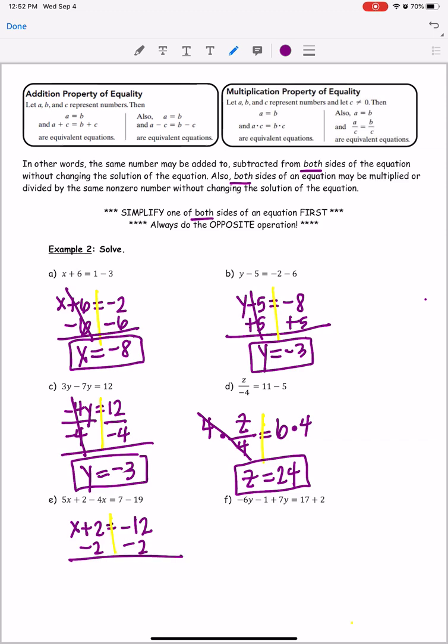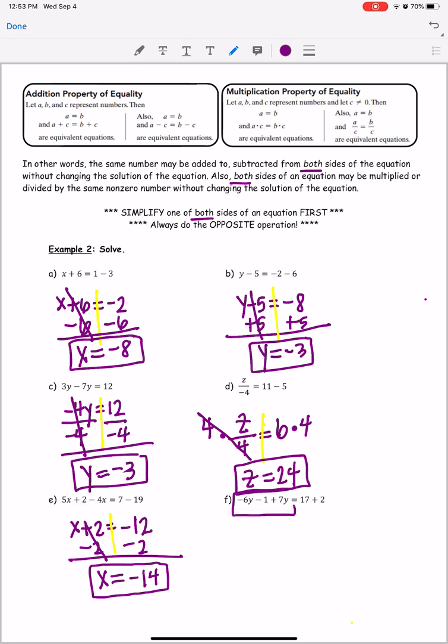So 2 minus 2 is 0. Those cancel. So I'm left with x equals negative 12 minus 2. Same signs. So we add and keep the sign. Gives me a negative 14. F, do the exact same thing.